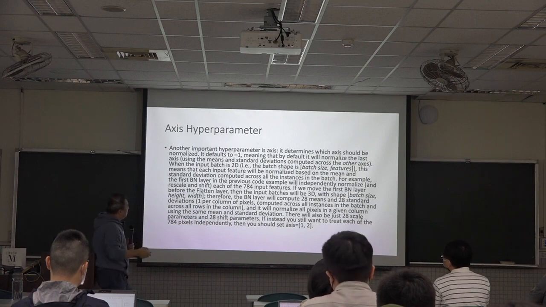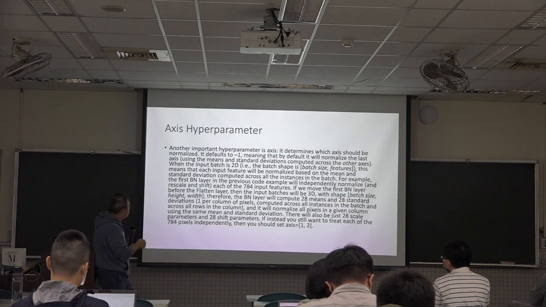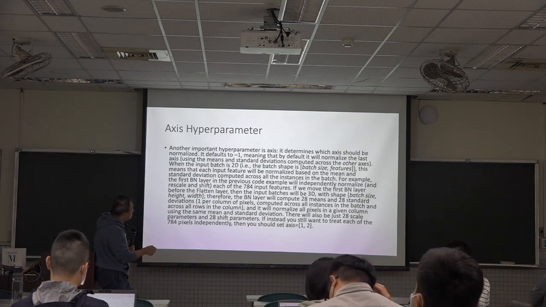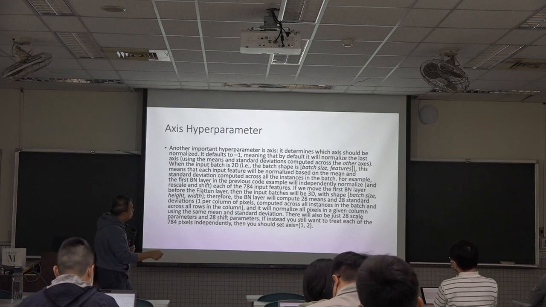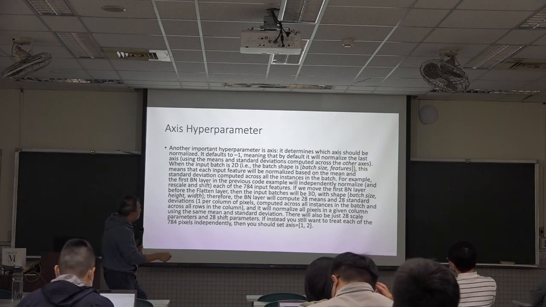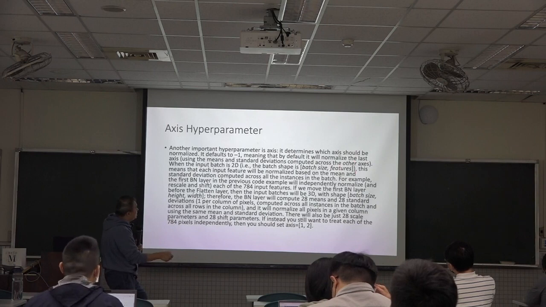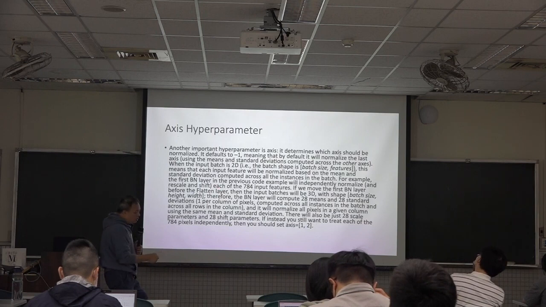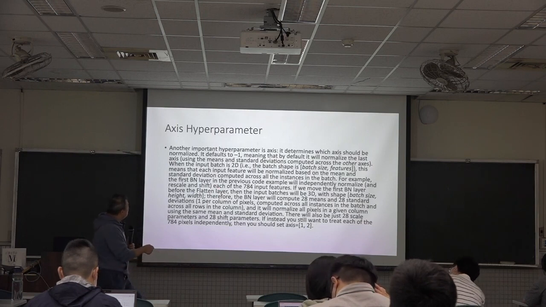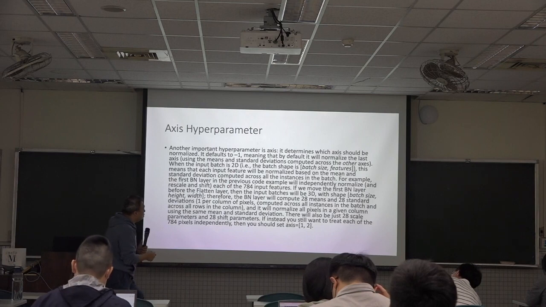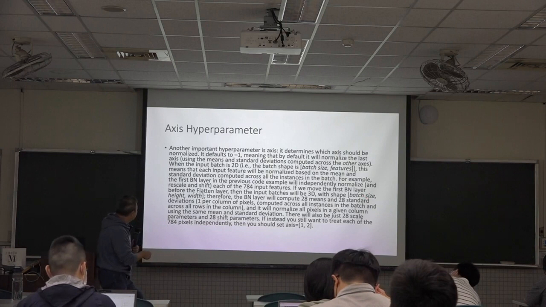But in the future we are going to talk about the input batch maybe being two-dimensional. For example, batch size by feature. This is the regular case. Then you are going to normalize each feature separately. But later on, when we talk about CNN, the input batch will be three-dimensional, so it's going to be something like batch size, height, width.